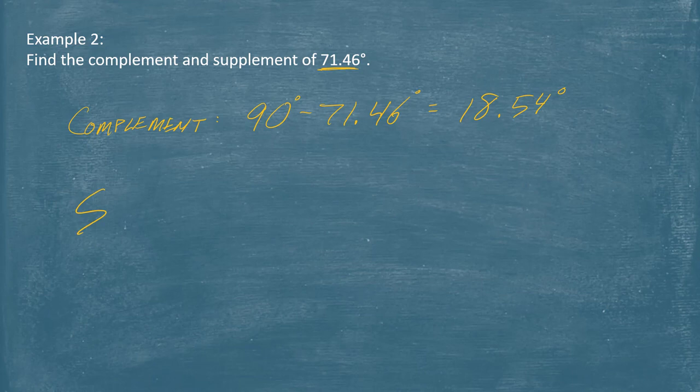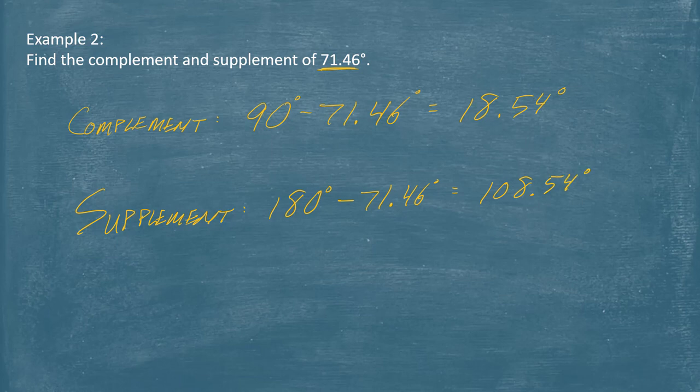As far as its supplement is concerned, sorry about the spelling. Instead of adding up to 90, it needs to add up to 180 this time. So just like we did with a complement, we'll start with the value we want to add to, which is 180, take away the value I know, which is 71.46 as provided, and when I subtract, that gives me 108.54.